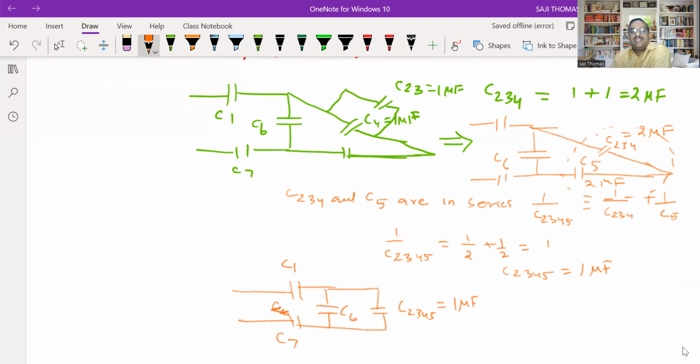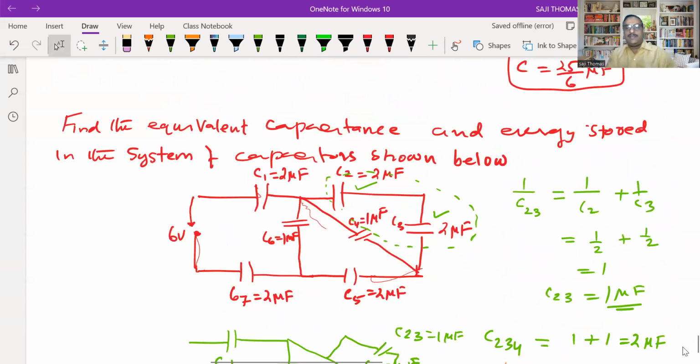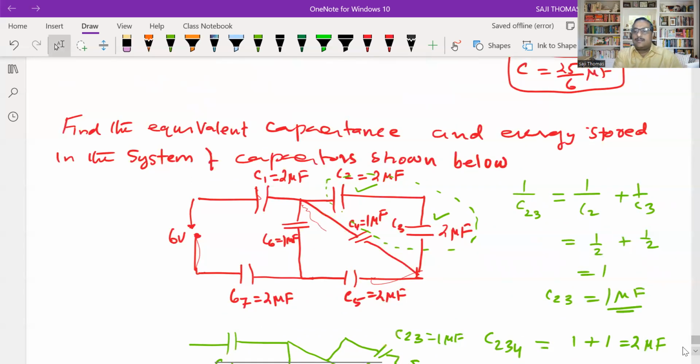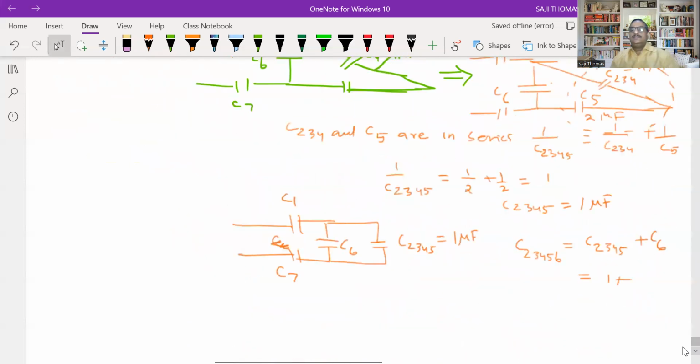So what is the effective capacitance, C23456? That is C2345 plus C6. That is 1 plus C6, which is given as 1 microfarad. So we can write 1 plus 1, so 2 microfarad.